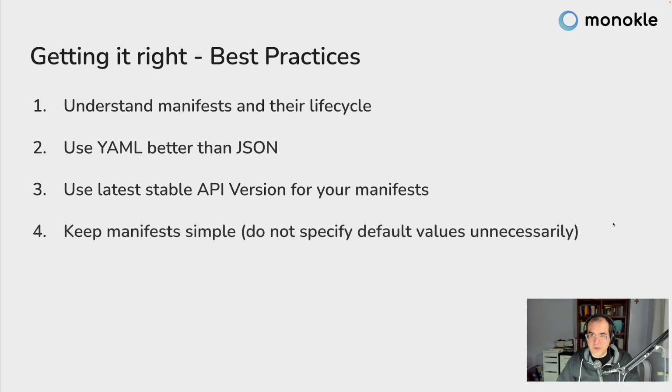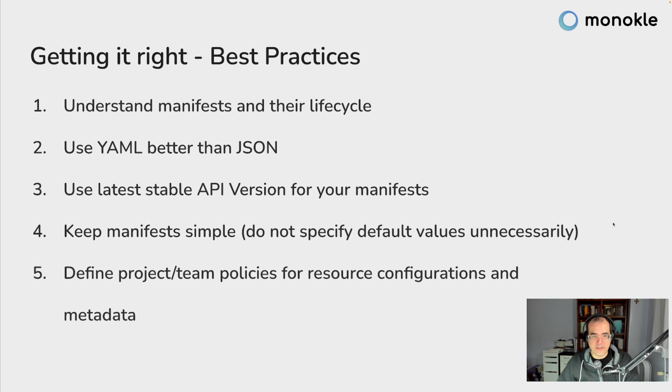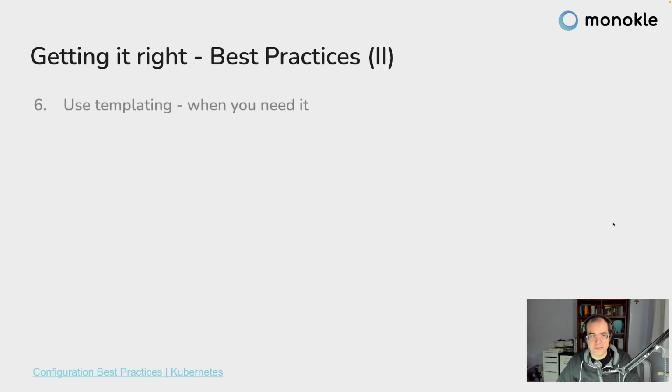Keep manifests simple. And don't specify default values if they are not needed. Don't make people have to think of a lot of variables and try to understand what you're trying to achieve. Make it as simple as possible, even if you have to modify them later. And of course, define policies for your project, for your teams, that allow you to make sure that you have the proper resource configuration and metadata.